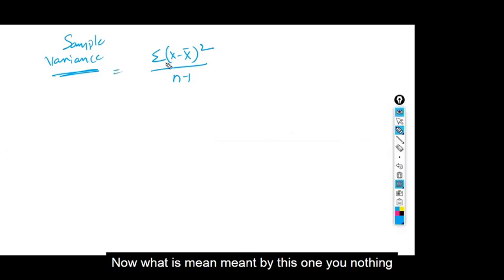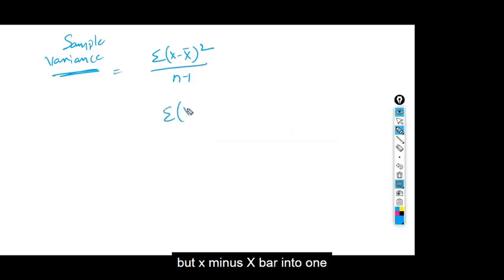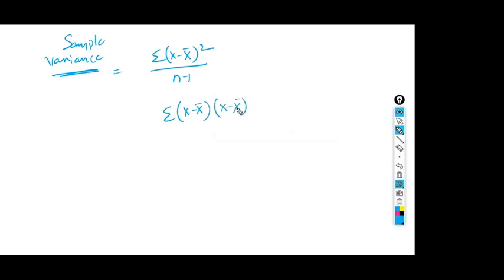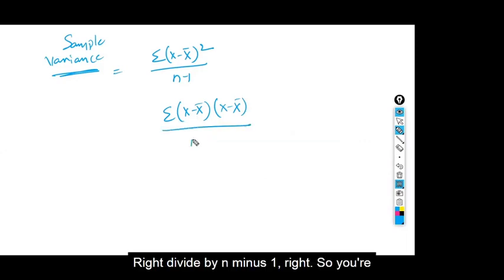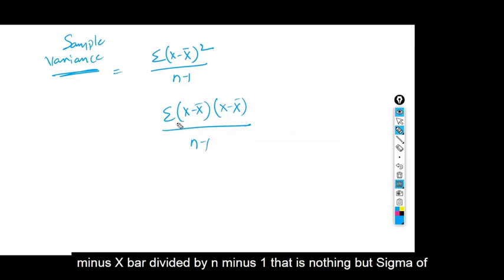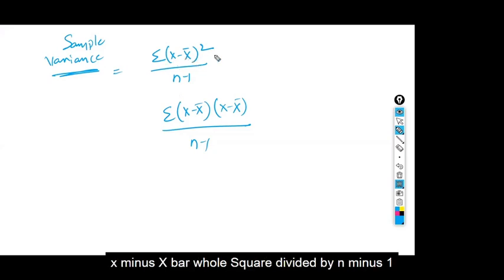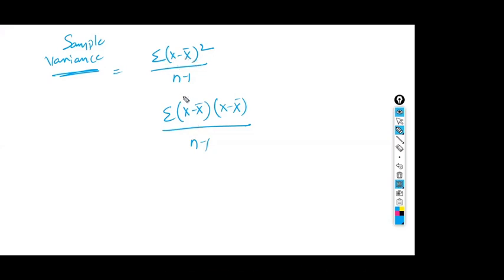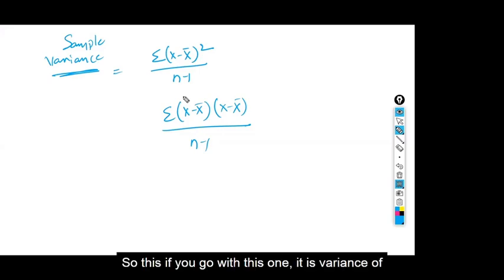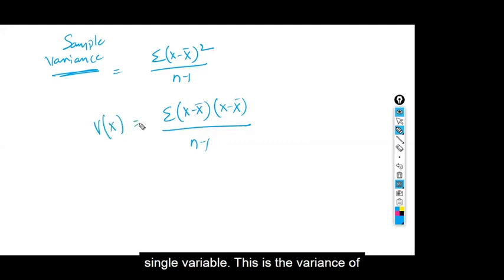Now, what is meant by this? Nothing but (x minus x bar) into, once again, (x minus x bar), divided by n minus 1. So you are doing just sigma of (x minus x bar) into (x minus x bar) divided by n minus 1. That is nothing but sigma of (x minus x bar) whole square divided by n minus 1. If you go with this one, it is the variance of a single variable.